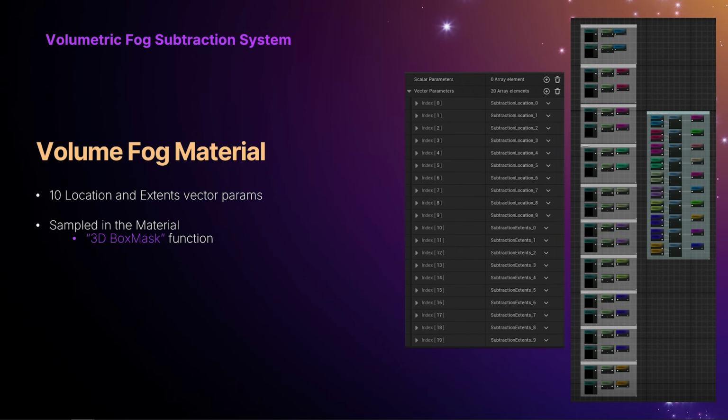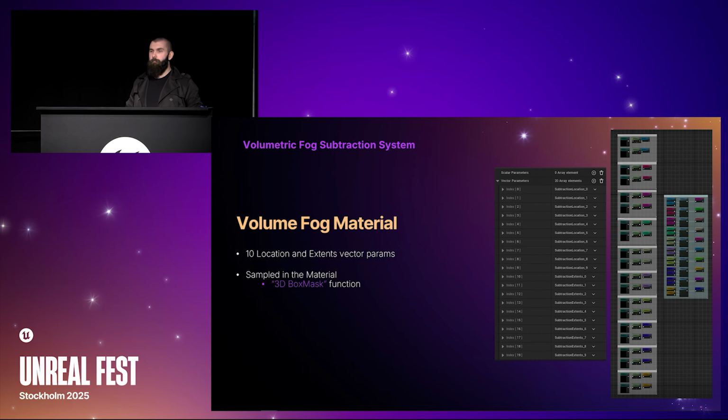Locations and extents are being sampled in there and are used inside a 3D box mask, which is a native Unreal Engine function, which creates a three-dimensional, as it says, box or a rectangle, which you can then use as a density term to subtract. With it, you can subtract the original volumetric fog that you have within.